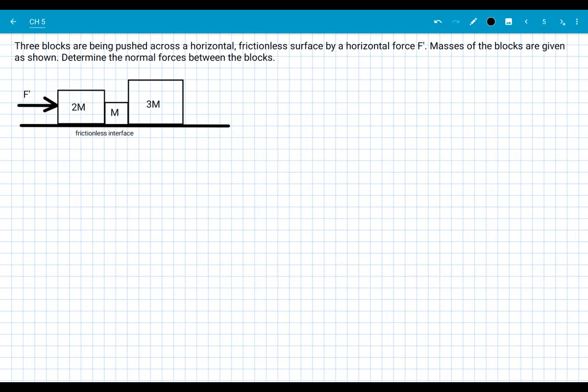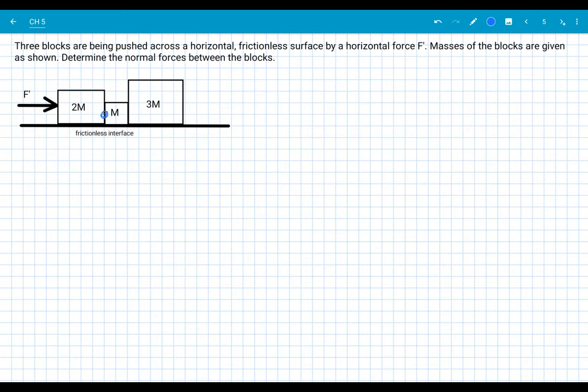Okay, in this problem, we have three blocks. They're being pushed across a horizontal frictionless surface by some horizontal force F prime that's given. The masses of the blocks are given as shown, and we are being asked to determine the normal forces between the blocks. So the blocks are exerting forces on each other, and that happens at the interfaces where they have contact.